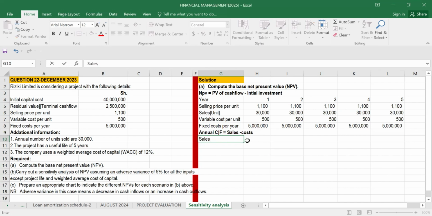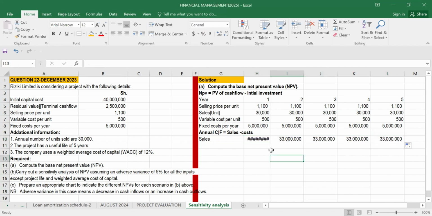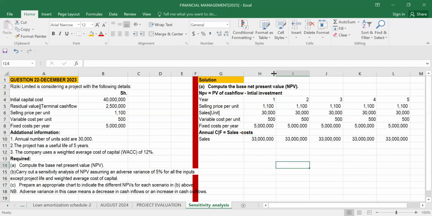So how do we compute these sales? We compute these sales by taking the selling price per unit, this one, times the sales in units, this one. So we get the total amount here. Then we don't have to repeat that. We just need to apply our formula across. So the sales in this case will be 33 million.